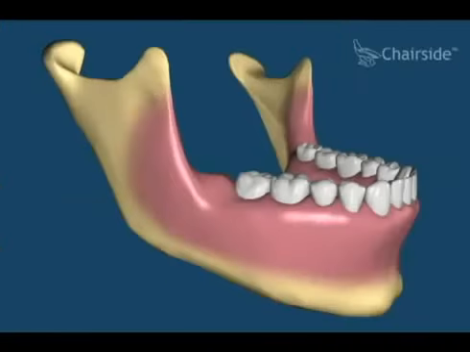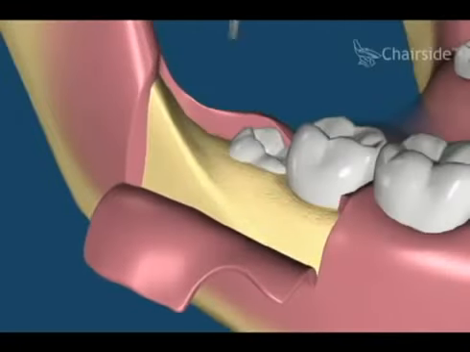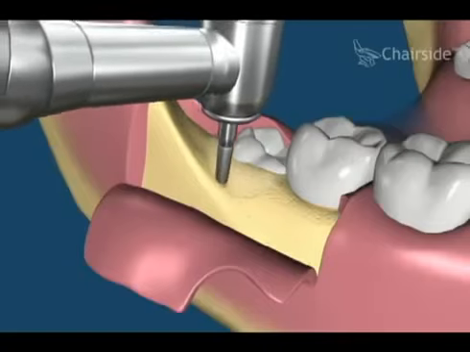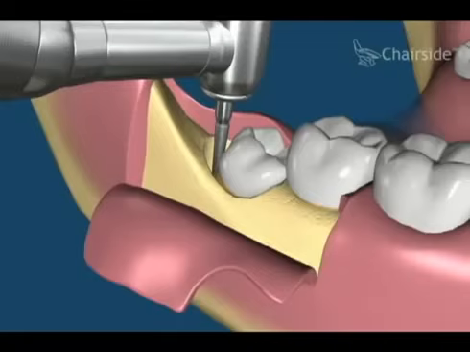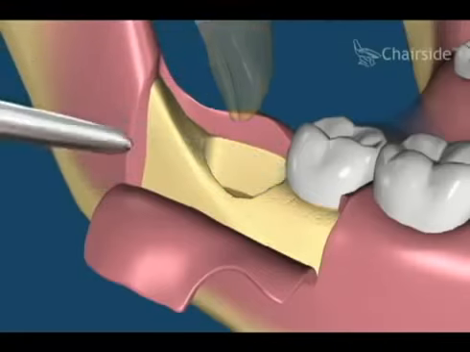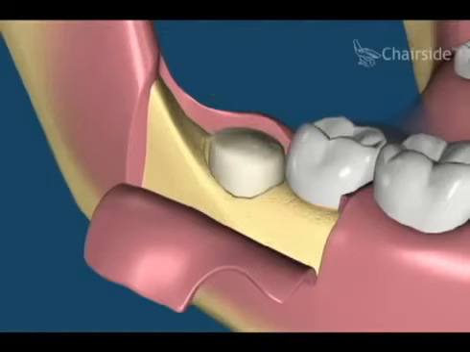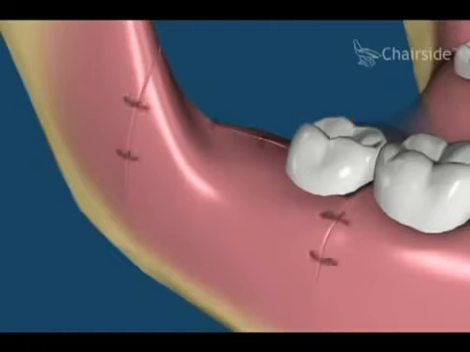This movie shows an impacted lower wisdom tooth. In a partial bony removal situation, we first raise a flap, followed by some bone removal to gain access to the tooth. The tooth can then be removed with elevators. A bone substitute can be placed in the socket to aid in healing. The flap is repositioned and sutured into place. The sutures dissolve and the area heals.